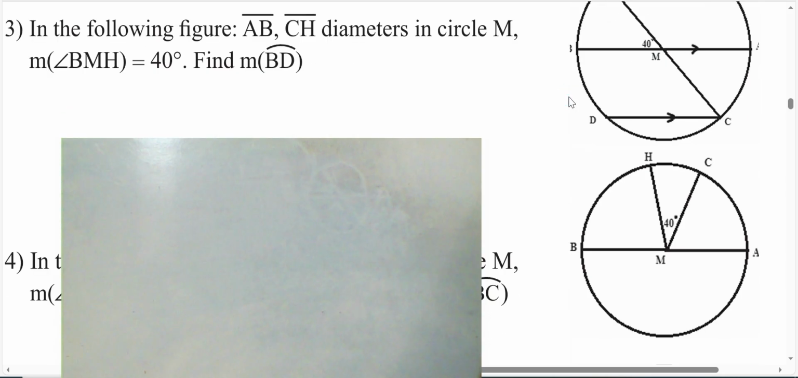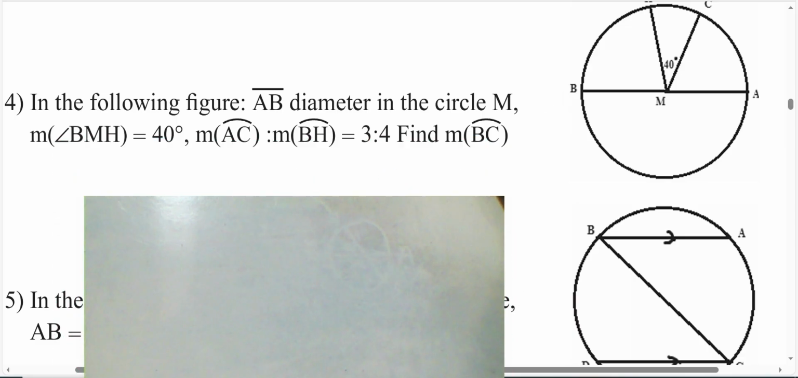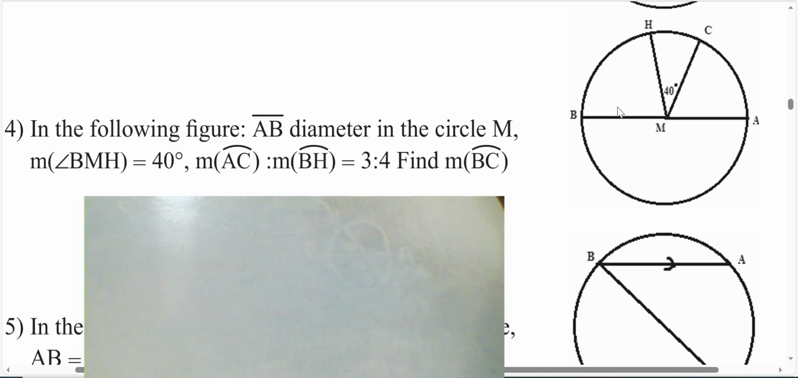Next question. In the following figure, AB is the diameter, and we want to find the measure of arc BC. Look here. He gives me the ratio between arc AC and arc BH, which is 3 to 4. The measure of the angle here is 40 degrees. BA is a diameter, meaning the summation of the two angles EMC and HMB equals 180 minus 40, which equals 140.